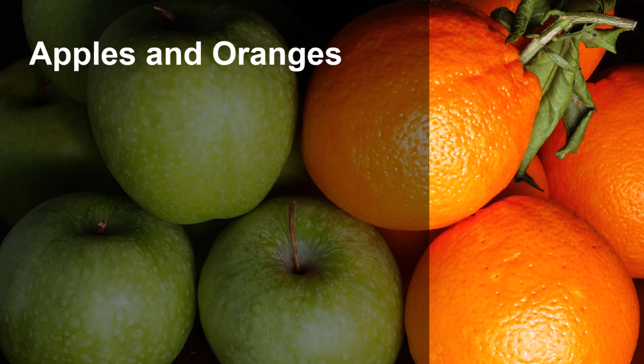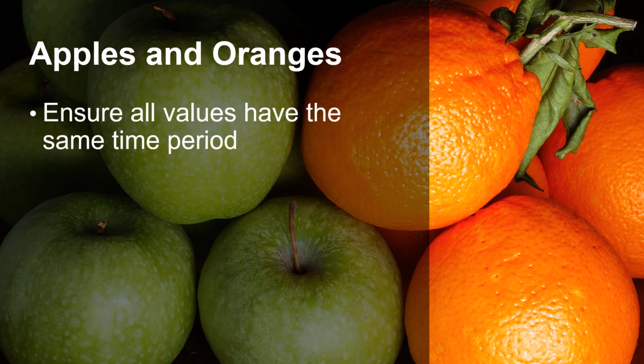An analogy I want to make is that future value and present value are like apples and oranges. What do I mean by that? Well, basically a present value and future value, as the name implies, are in different time frames and cannot be directly compared, added, or subtracted. So what do you do? No, you don't make a fruit salad. Instead, you simply have to ensure that all values have the same time period before comparing, adding, or subtracting them.